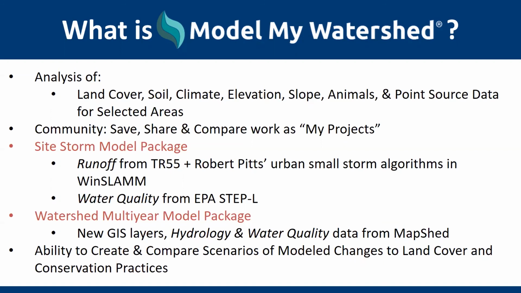There are two types of models that you can use. One is that 24-hour storm model, which is that site storm model package. That's the same thing as that little simulation I showed you before, but now it's in this full-scale GIS platform. There's also a watershed multi-year model, which I'll only briefly show you today. That one's definitely a little more advanced. It analyzes 30 years of data and gives you outputs for a calendar year of predictions with different scenarios that you create on the landscape.